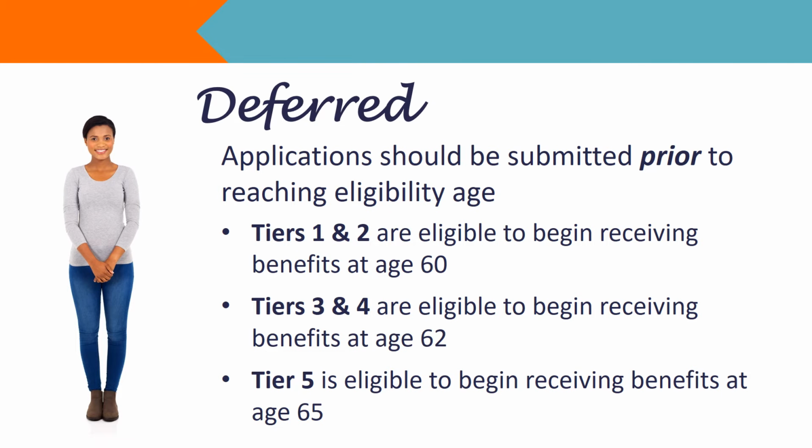Your earliest possible retirement date for a deferred retirement is when you reach the age for a service retirement. Remember, this is based on your membership tier. That will be age 60 for Tiers 1 and 2, age 62 for Tiers 3 and 4, and age 65 for Tier 5. You must file your retirement application before the effective date of your deferred retirement. Advance filing is recommended and permitted for a deferred retirement.